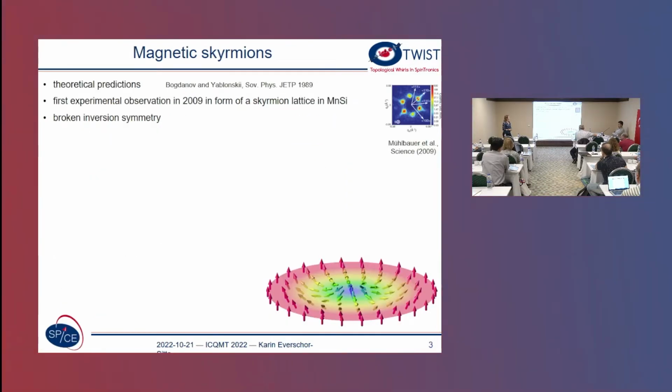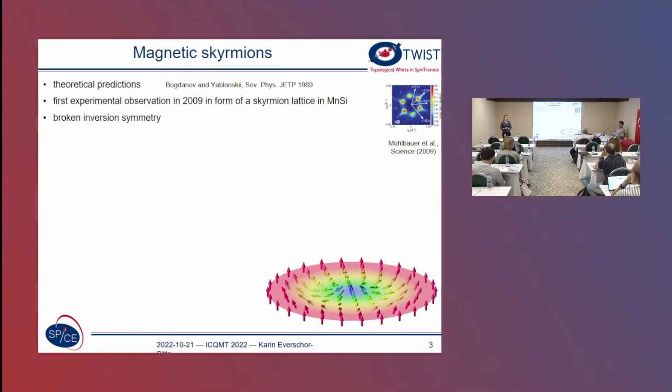So let's start simple, a short review about magnetic skyrmions. There were theoretical predictions quite early on by Bogdanov and Yablonskii. The first experimental result was finding skyrmions in the form of a skyrmion lattice, where you see a neutron scattering picture here. What you need to get skyrmions is broken inversion symmetry. This you can see by going through the skyrmion structure. If you go from left to right, you need to go from up to down. This you can do either by rotating to the left or by rotating to the right.